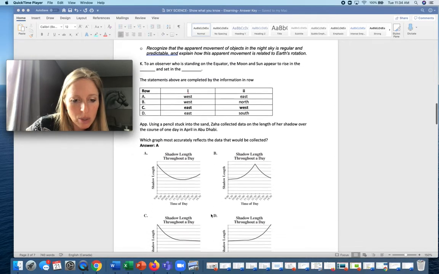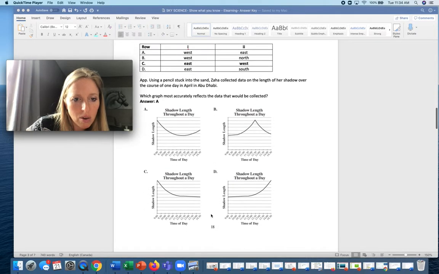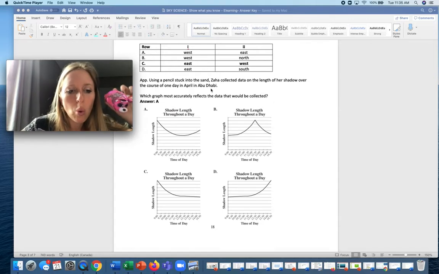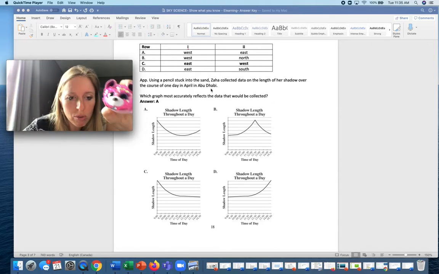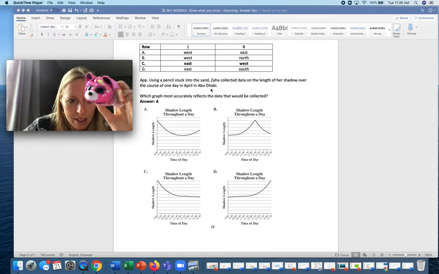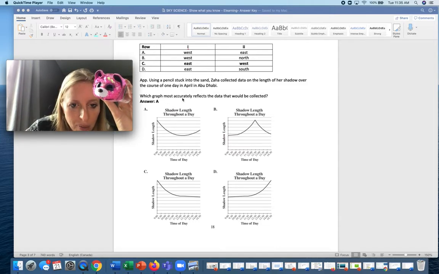All right, next one is: using a pencil stuck into the sand, Zaha collected data on the length of her shadow over the course of one day in April, just like pretty much when we did this experiment in Abu Dhabi. Which graph most accurately reflects the data that would be collected? You have to look really closely at these graphs.